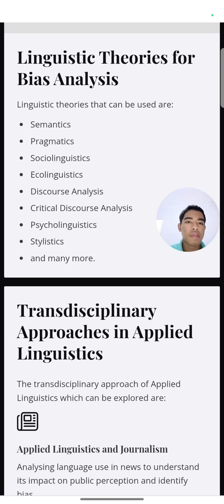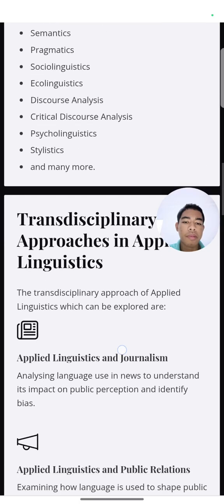Linguistic theory for bias analysis. The linguistic theories that can be used are semantics, pragmatics, sociolinguistics, ecolinguistics, discourse analysis, critical discourse analysis, psycholinguistics, stylistics, and many more.